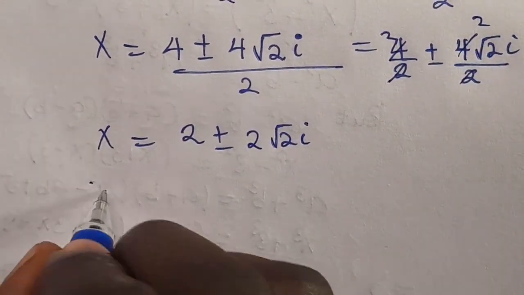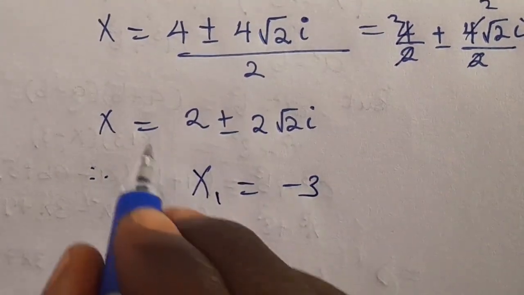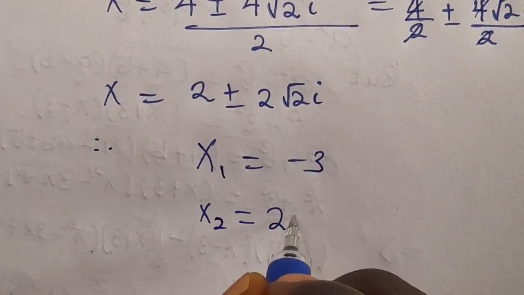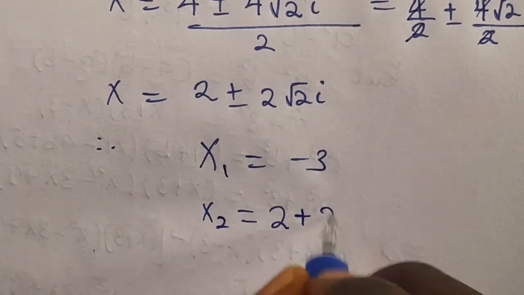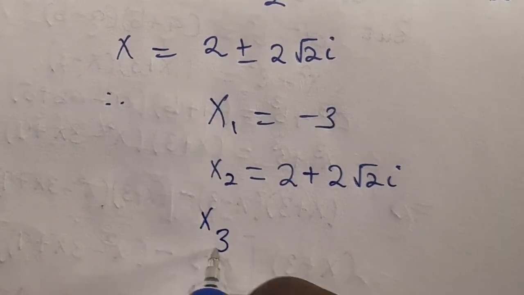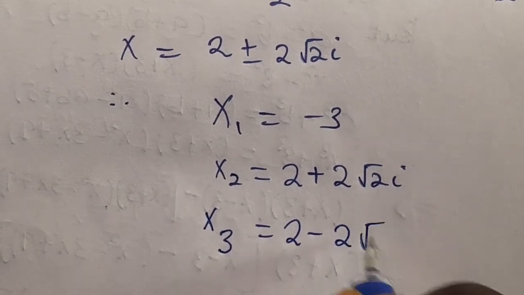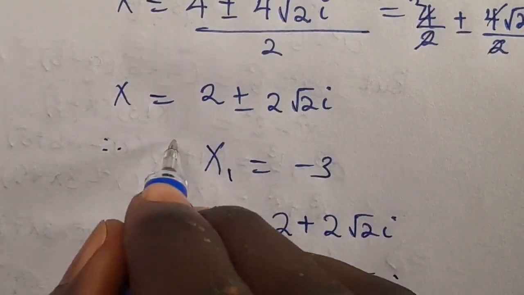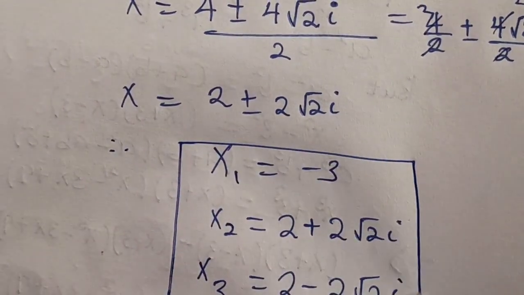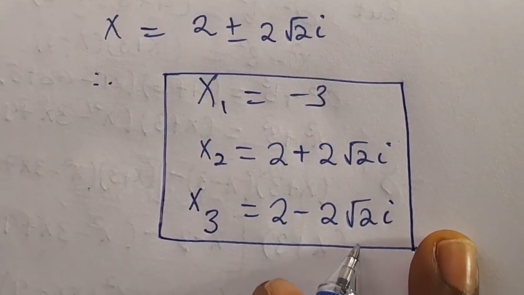Now, when you recall, we have the first value of s1 to be equals minus 3. From here, s2 will now be equals 2 by picking the positive 2 root 2i. Then s3 will now be 2 minus 2 root 2i. And these are the 3 possible answers. But now let us check.